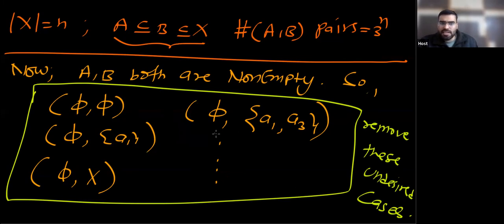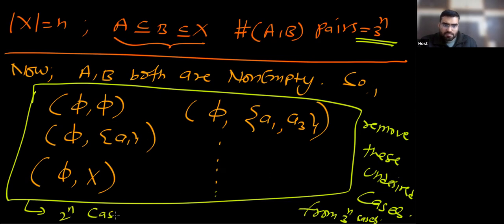So how many undesired cases are there? Can anyone tell me? From these 3 power n, remove these undesired cases. How many are here? Total 2 power n pairs, because A is empty and everything else you can notice. These I am removing. So the answer is 3 power n minus 2 power n. Is this clear to everyone?